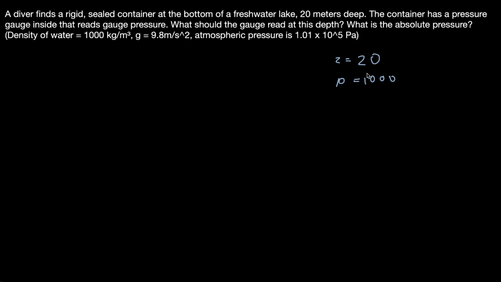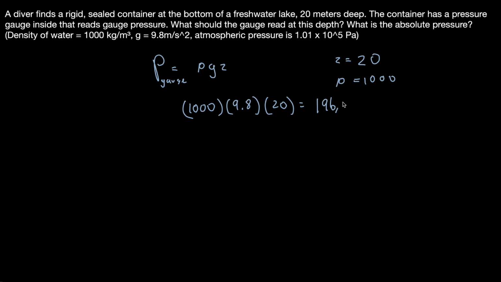So we know this is 1,000. Gravity always given as 9.8 meters per second squared. So all we have to do is use our equation, which is gauge pressure equals density times gravity times our depth. So this is going to be 1,000, times 9.8, times 20. So if we do the math for this, we're going to get 196,000 pascals, or we can just make it simple and do 196 kilopascals.